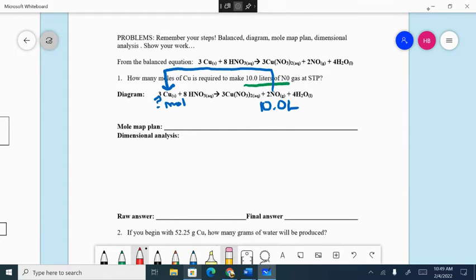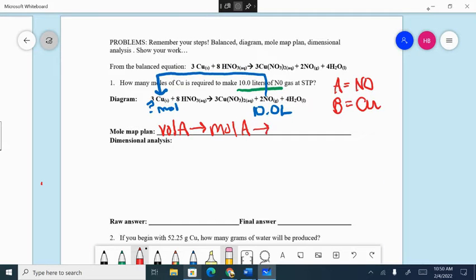So let's make a mole map plan. So volume of A is what we're going to start with. In this case, A is NO. We're going to end up at moles of Cu, so B is Cu. So volume A, the only place we can go from there is moles of A, and then we'll change it to moles of B. 2 arrows, 2 conversion factors, 2-step problem.